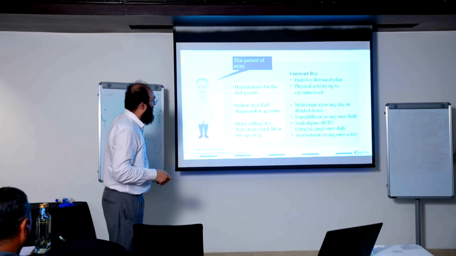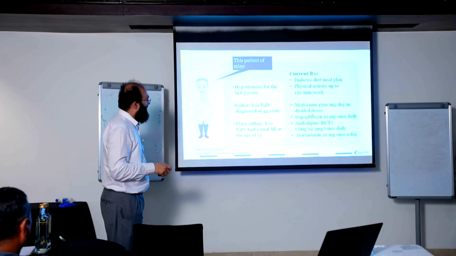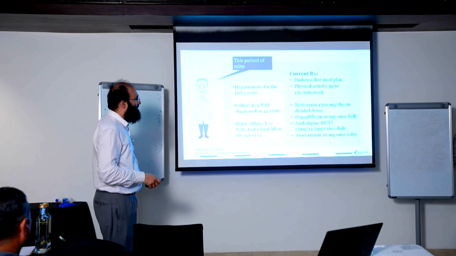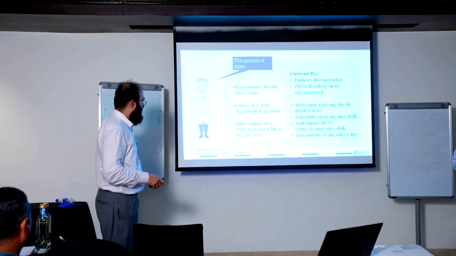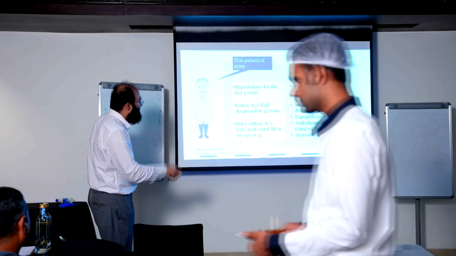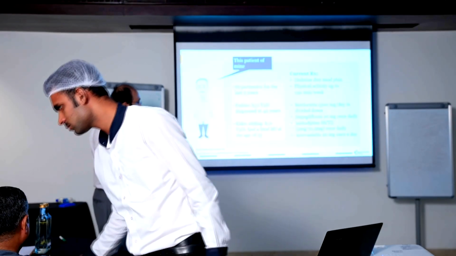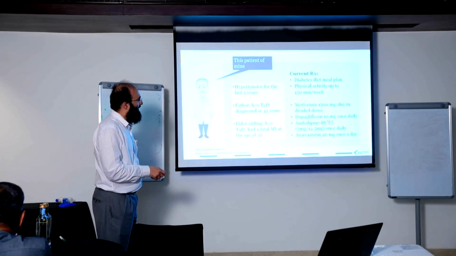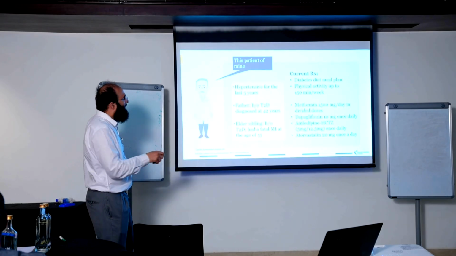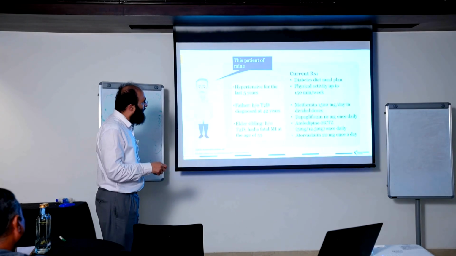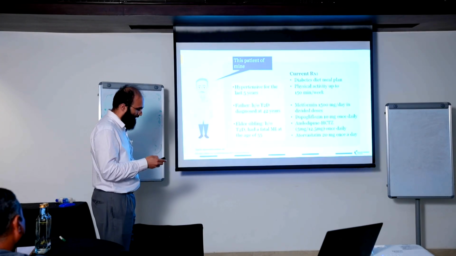So current Rx is diabetes diet, meal plan, physical activity up to 150 minutes per week, metformin 1500 mg in divided doses, dapagliflozin 10 milligrams once daily, amlodipine 5 mg with hydrochlorothiazide 12.5 mg once a day, atorvastatin 20 mg once a day. So these are his medicines. This guy is not even on a sulfonylurea. He's taking metformin and dapagliflozin for diabetes, 10 mg dapa and 1500 milligrams of metformin. Yet he's having hypo symptoms and maybe gaining weight also. And yet he is doing physical activity of up to 150 minutes per week.